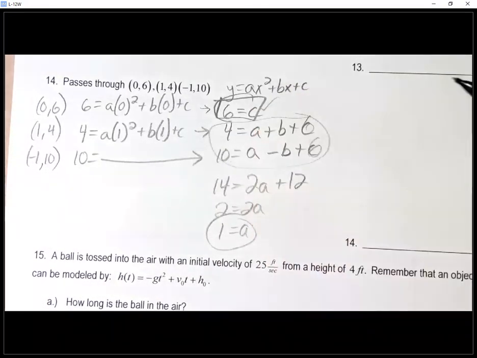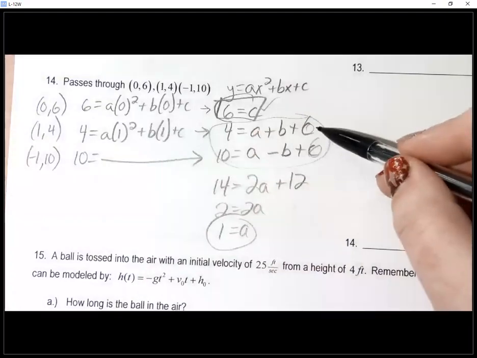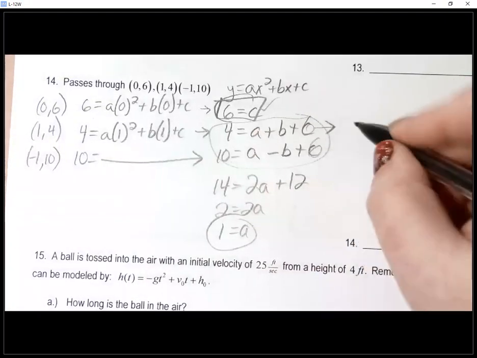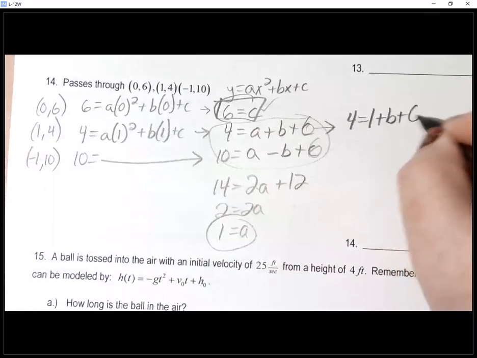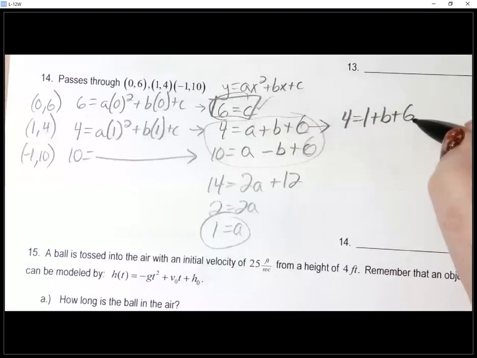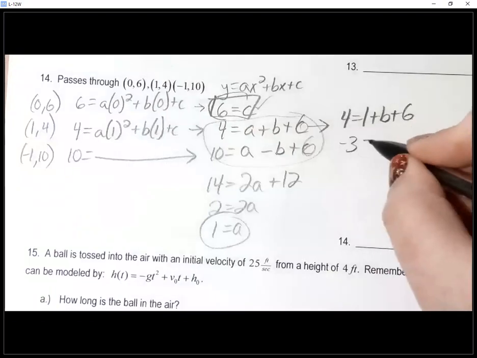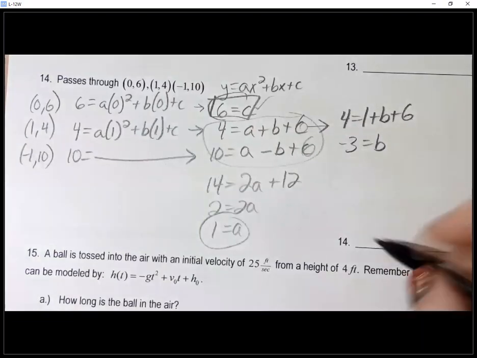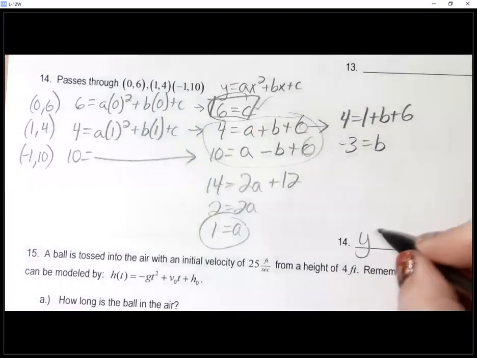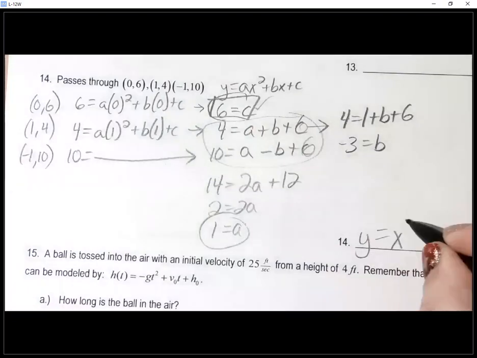And now all I have to find is B. So if I go back to one of the originals, let's take that middle one: 4 equals 1 plus B plus 6. So that's 7, B equals -3. Yeah, you guys agree? And then I just plug it all in. A is 1, B was -3, C is 6.